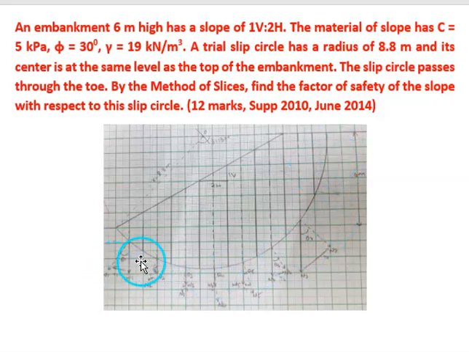Then we have to draw the normal components for each slices. We can align the scale between point O and this intersection point, and then we can extend it so that we can draw the normal components. Then we have to measure the angles between this normal and vertical. There are theta 1, theta 2, etc.